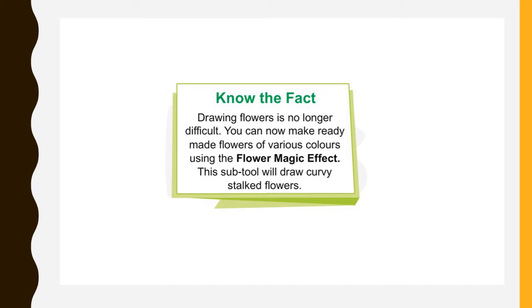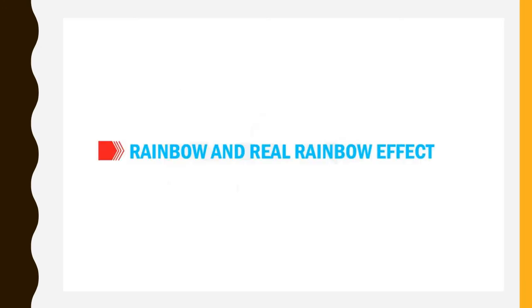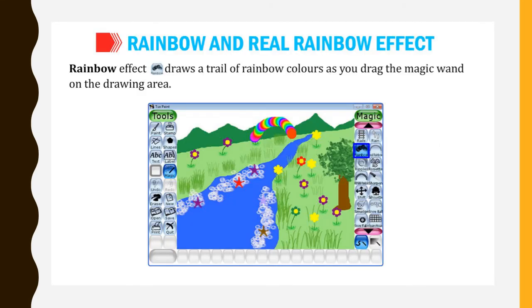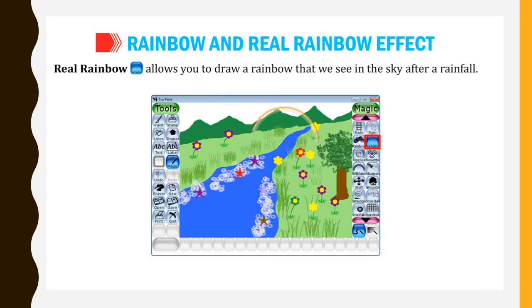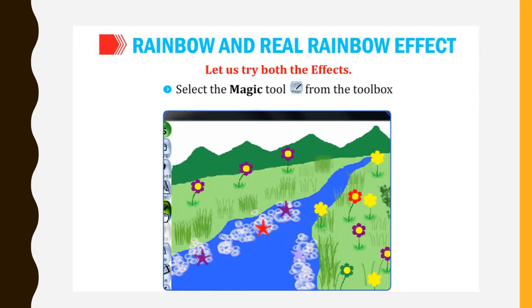Children, know the fact. Drawing flowers is no longer difficult. You can now make ready-made flowers of various colors using the flower magic effect. This subtool will draw curvy stalked flowers. Next is rainbow and real rainbow effect. Rainbow effect draws a trail of rainbow colors as you drag the magic wand on the drawing area. Real rainbow allows you to draw a rainbow that we see in the sky after a rainfall. Let us try both the effects.